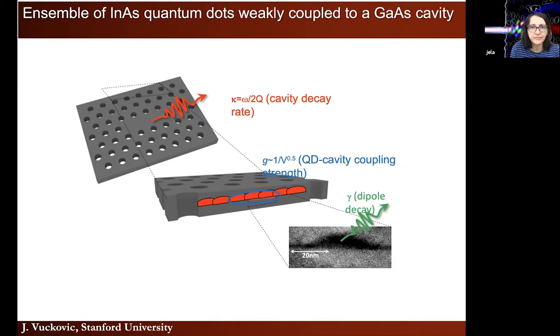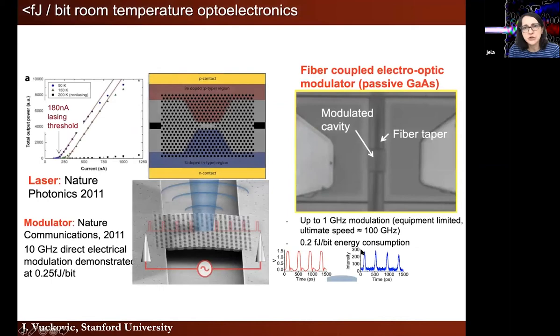So some interesting practical applications of this are shown here. We'll see how you can use this strong Purcell enhancement in small resonators to reduce lasing thresholds. That will be the topic of the first part of the class. But also, obviously, you can make faster modulators by using this approach, because if you build a system where you are changing refractive index by injecting carriers and you make those carriers recombine much faster inside of a small cavity, then you can make a higher speed modulator because you can change it between different states much faster.